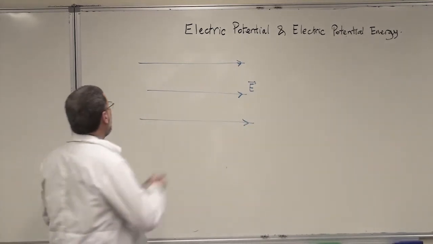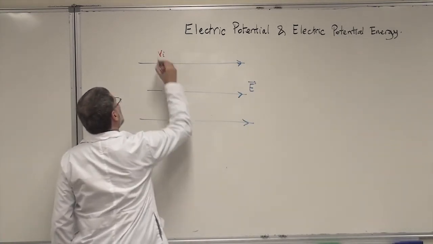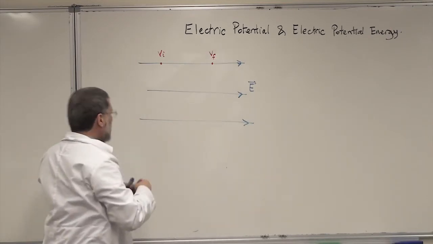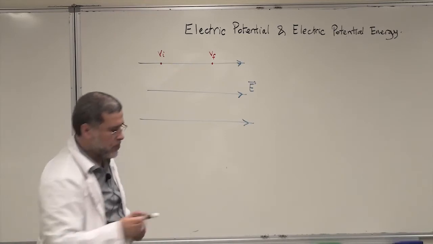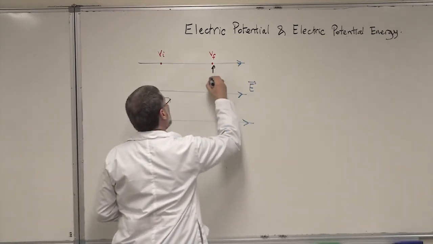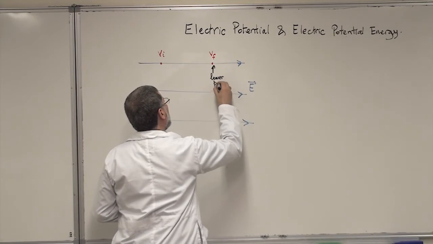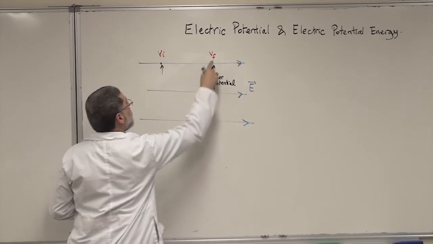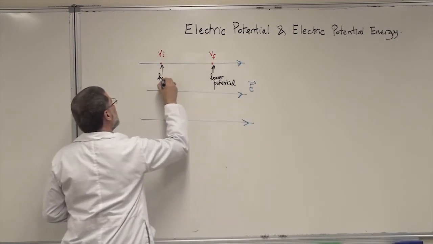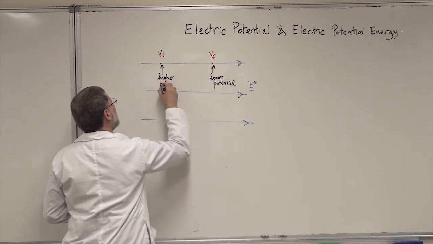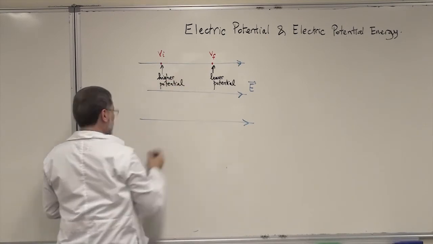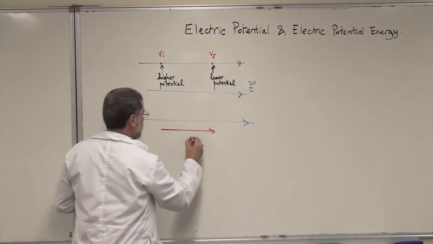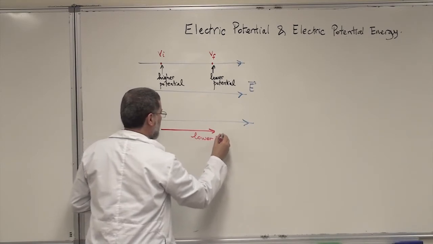And I hope, if I tell you this point here has a potential VI, initial, and this point a potential VF, you can tell me that this point has a lower potential. But lower than what? Than this guy here. This guy has lower potential than this point, and this point has higher potential than the other one. Okay? So as you move in this direction, you go to lower potential.